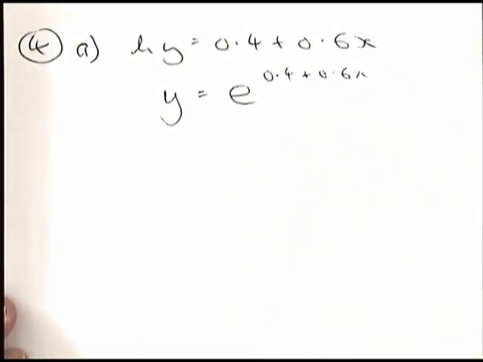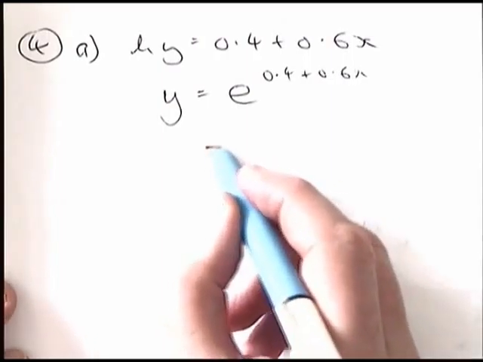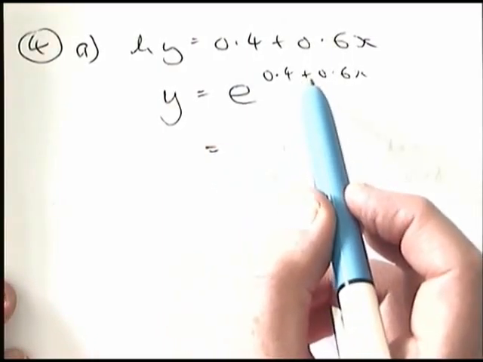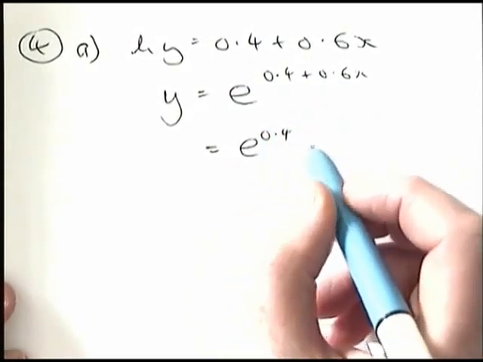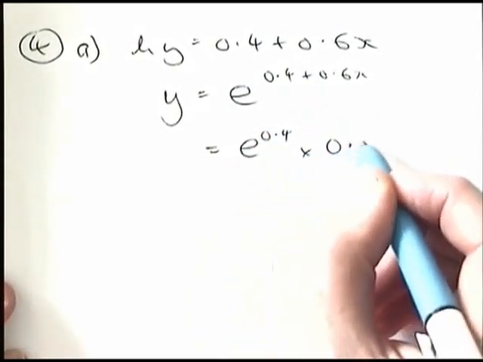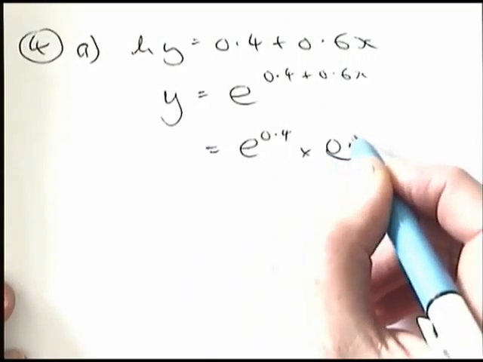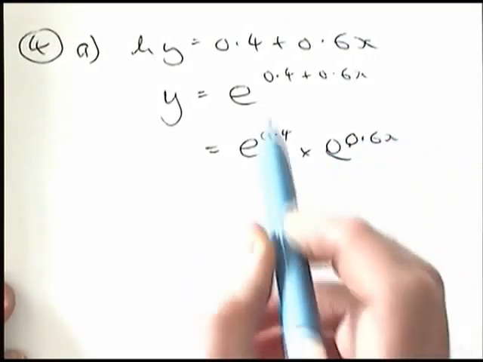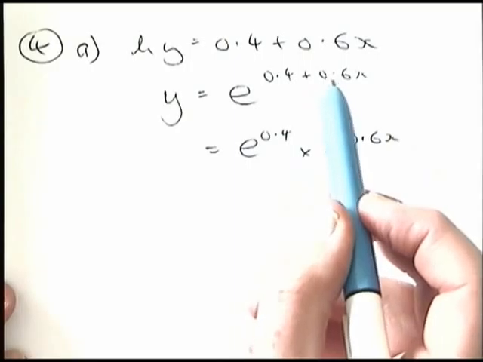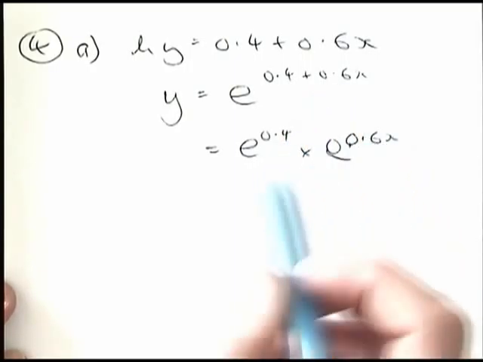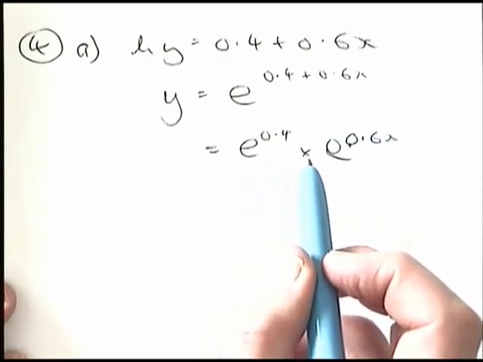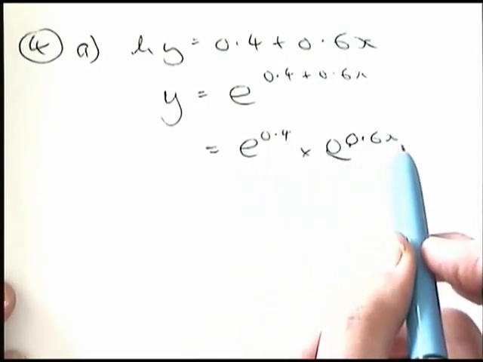Okay. Now you've got to do a bit more work than that. They want you to manipulate some of these things. Using the laws of indices, if you're adding inside the power, that was the same as when you were multiplying things together. So that should be an e there and then 0.6x. So e to the something plus something is the same as e to the first thing multiplied by e to the second thing. So I've got here e to the 0.4 times by e to the 0.6x.